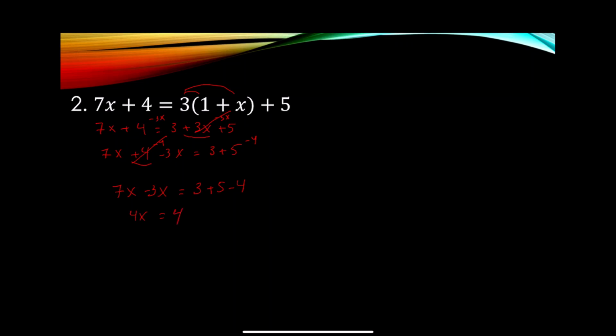Now we need x alone. So we should divide both sides by 4. Divide by 4 here and divide by 4. This will be cancelled. So x is equal 4 over 4, which is equal to 1. So our solution is 1.